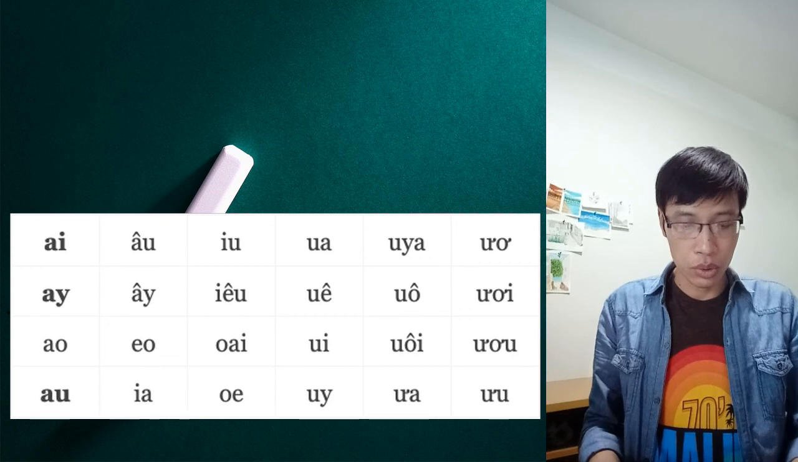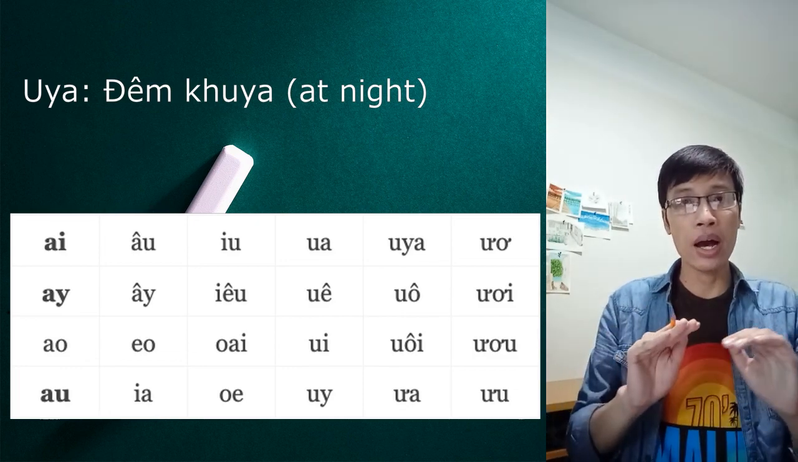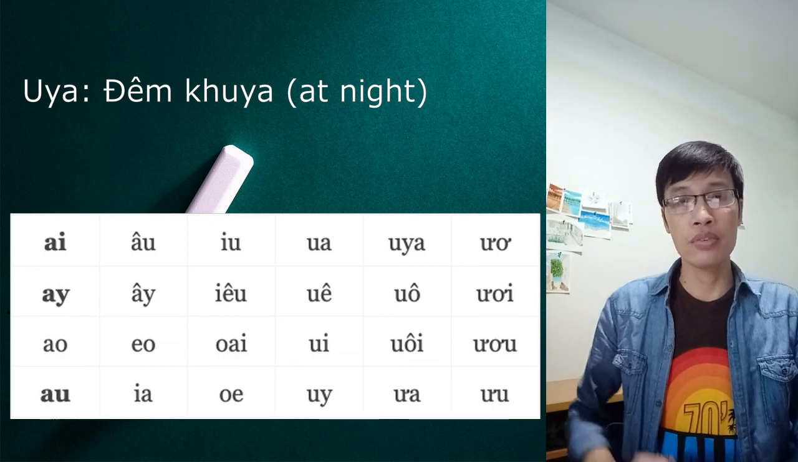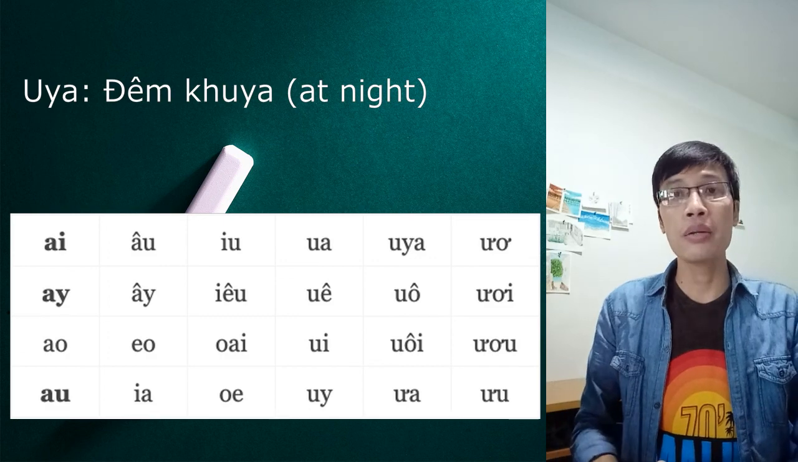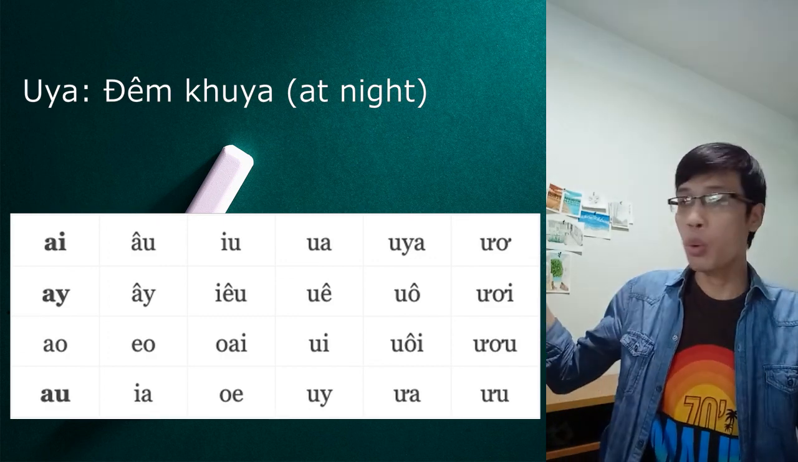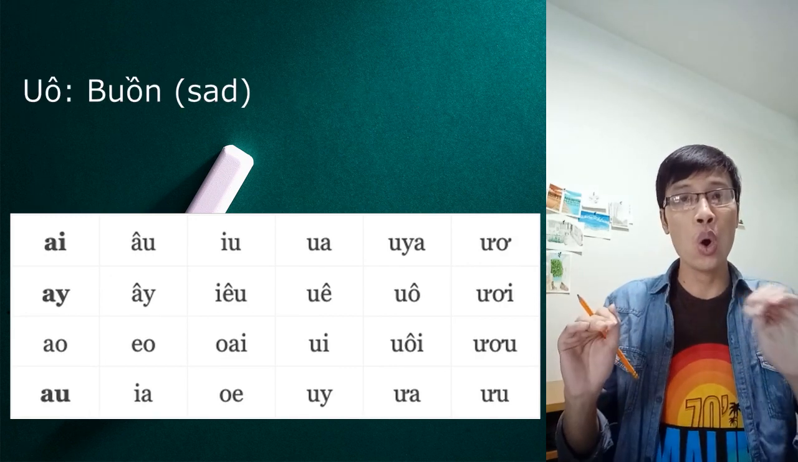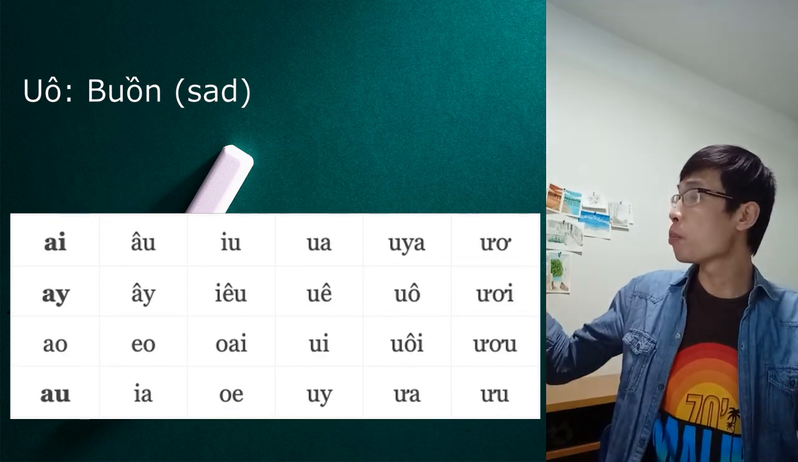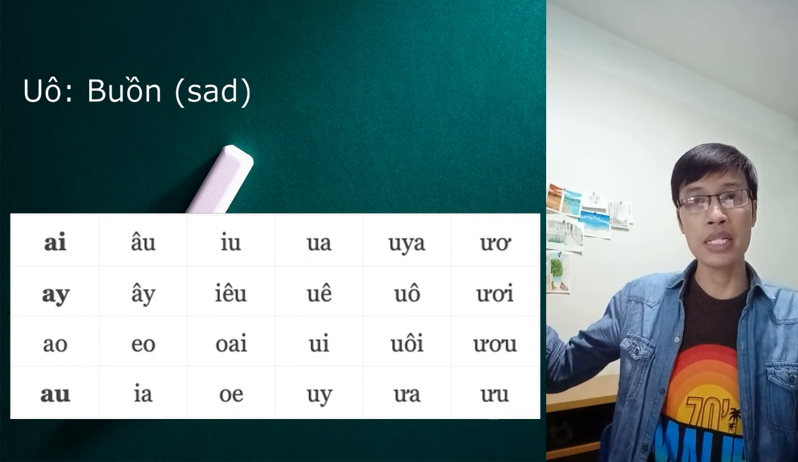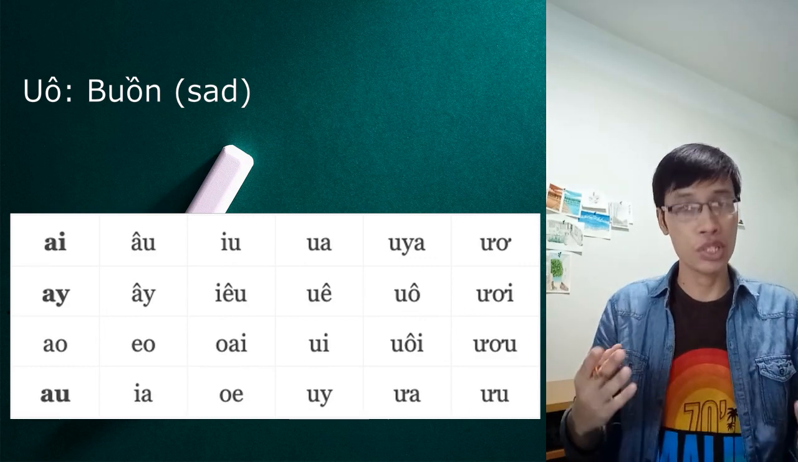Now, let's move on with the next double vowel, which is uya. For example, đêm khuya, at midnight, đêm khuya, at night, okay. We also have uô. For example, buồn, it means very sad. Buồn, a feeling, a sort of emotion.